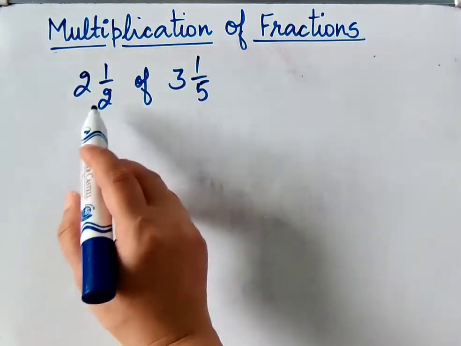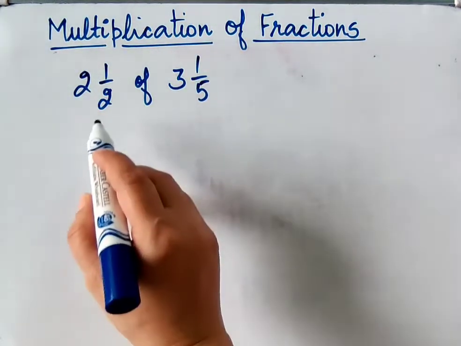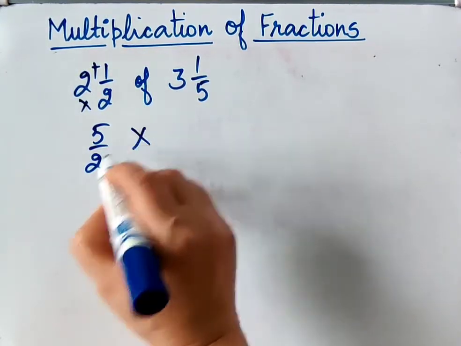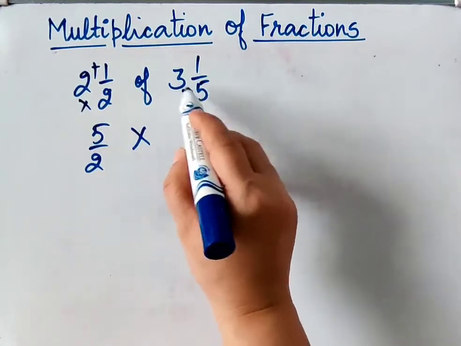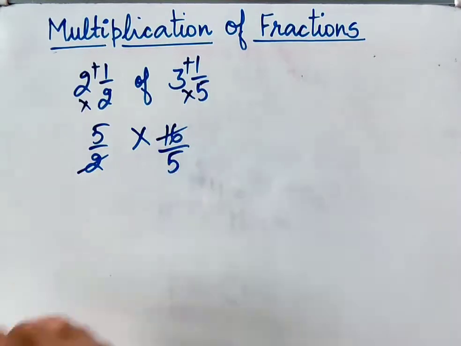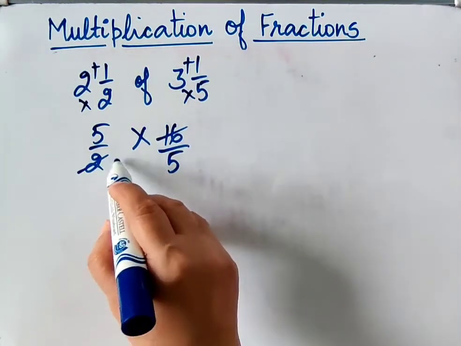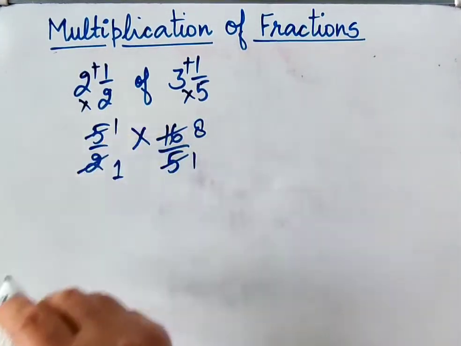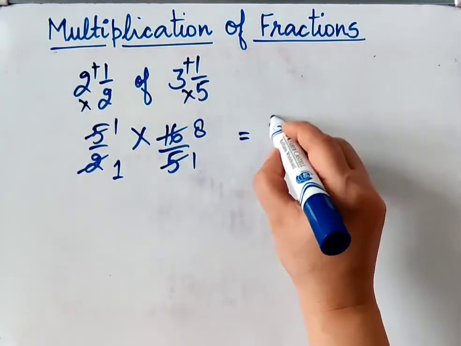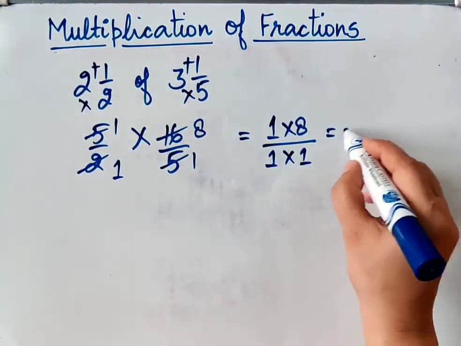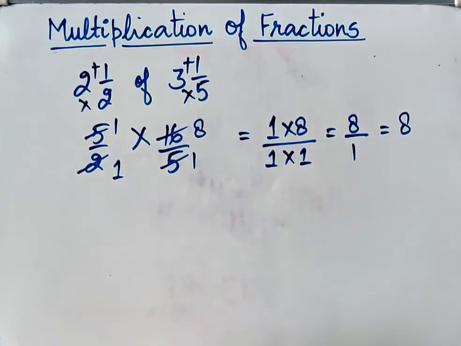Next is 2/5 of 3 1 by 5. For mixed fractions, we are going to change it into improper fraction first. So 2 into 2 is 4 plus 1, 5 by 2. Of will be replaced by a multiplication sign. 5 3s are 15 plus 1, 16 by 5. We know these two numbers come in the table of 2. 2 1 times gives me 2, 2 8 times gives me 16. Also 5 1 times gives me 5. Therefore, in the numerator, we are left with 1 into 8. In the denominator, we are left with 1 into 1. So, we get 8 by 1, which is simply 8. This is the required answer.